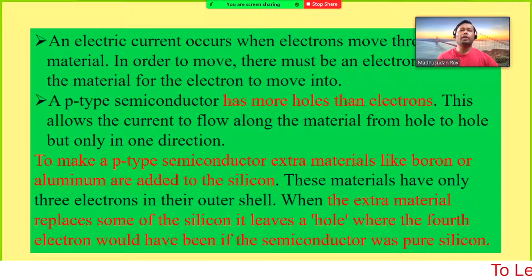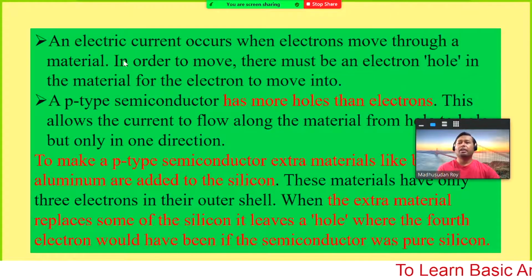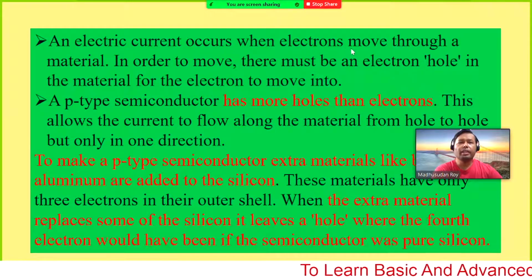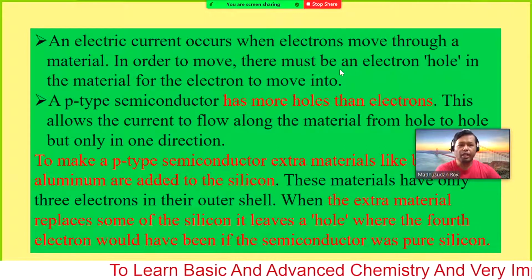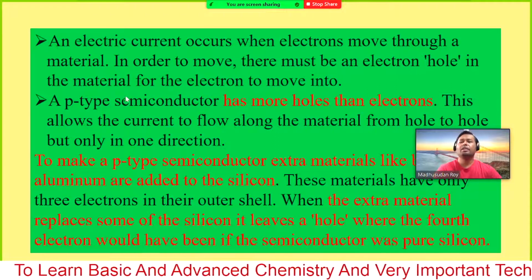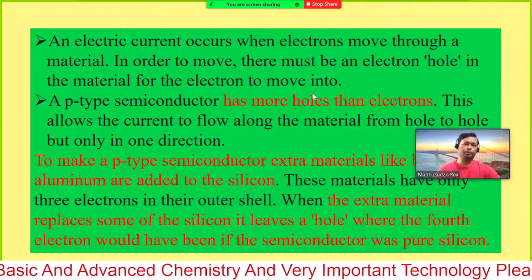So let's see what I have discussed here. An electric current occurs when electrons move through a material. In order to move, there must be an electron hole in the material for the electron to move into.